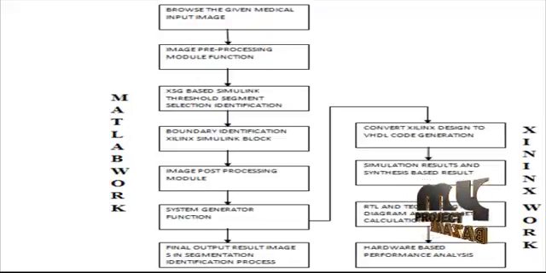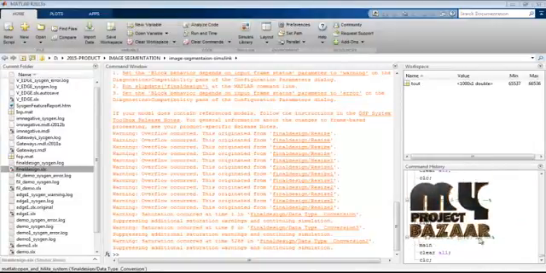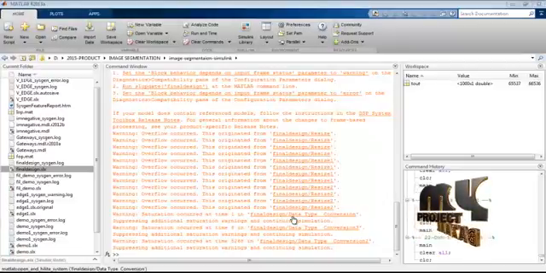Then we see the MATLAB-oriented simulation design process, and the resulting segmented image identifies our overall architecture. This is our final flow diagram for the image segmentation process. This is the final output for our overall product. This is our final sample design.